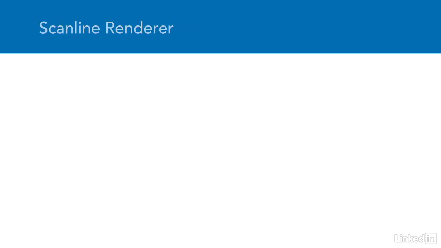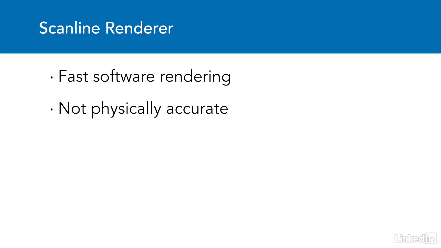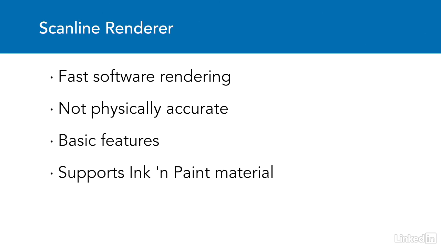The Scanline renderer, once again, is the default renderer. It's very fast compared to ART or Arnold, and it uses the CPU, or the central processing unit, on your computer, so it's known as a software renderer. It's not physically accurate, unlike ART or Arnold. It has only basic features. However, it does support some things that the other renderers do not, such as the toon shader material known as ink and paint. If you want to do non-photoreal rendering, then the Scanline renderer is probably your best option.